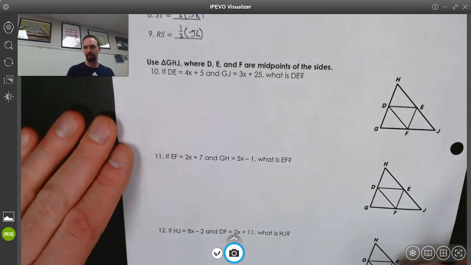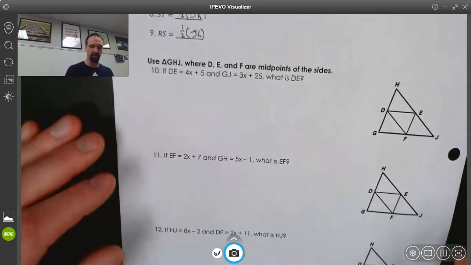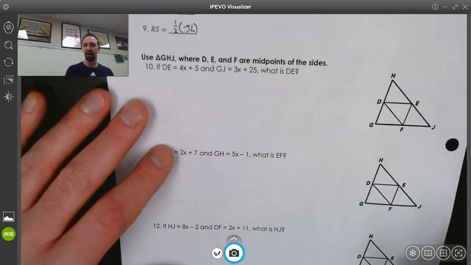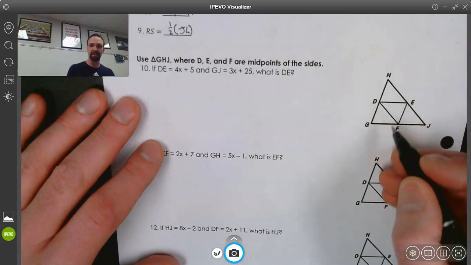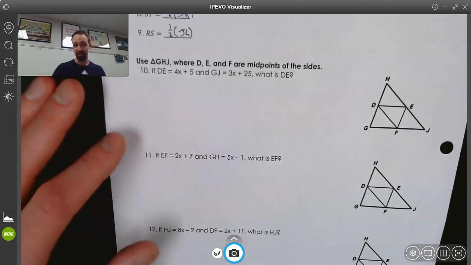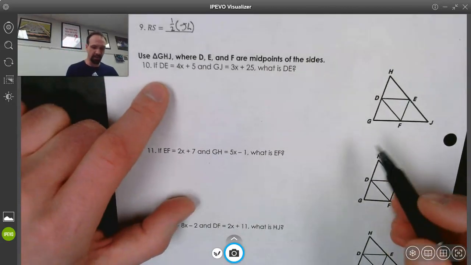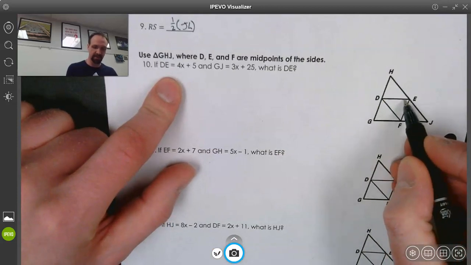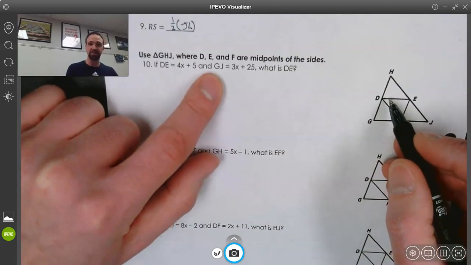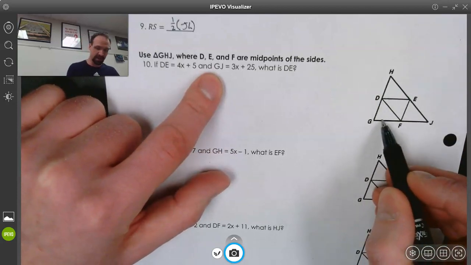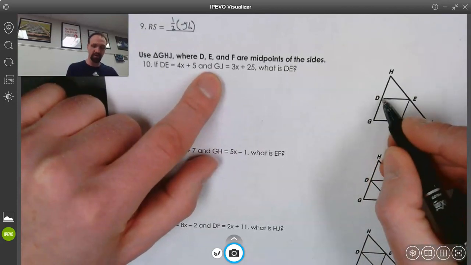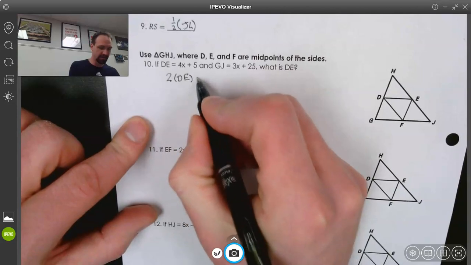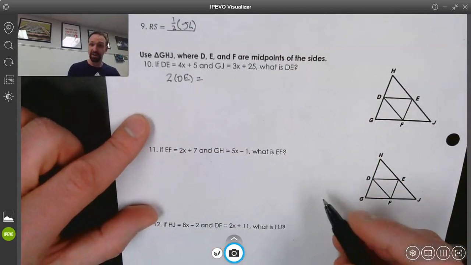So these last three all go over different applications of what we just talked about. We have D, E, and F are midpoints of the sides. On all of these triangles, DE, EF, and DF are all mid-segments. Knowing that, this part DE is the smaller of the two, and GJ here is the longer of the two. So 2 times the length of DE is going to be equal to the length of GJ.